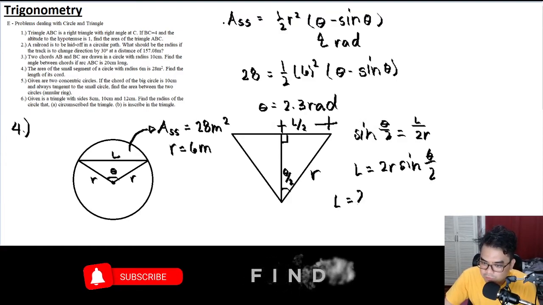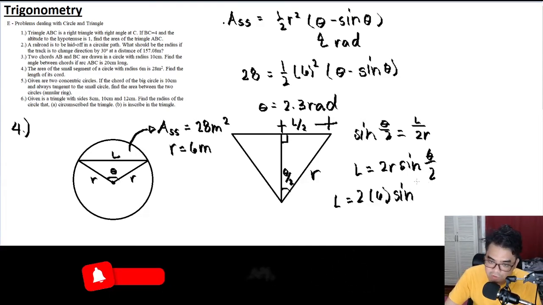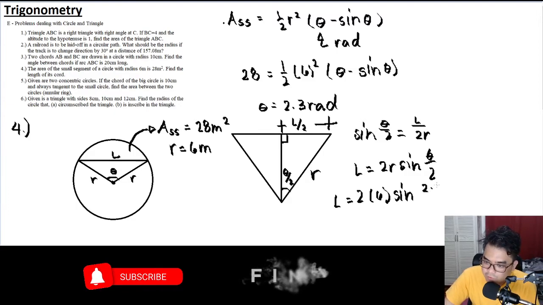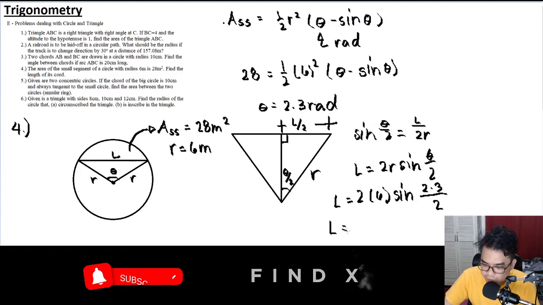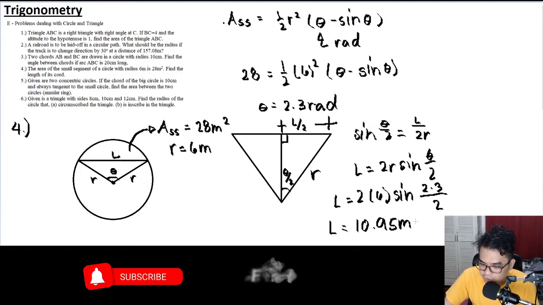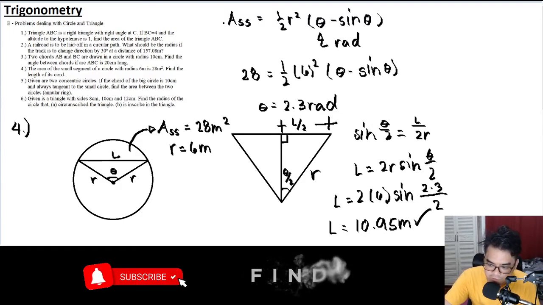So L is equal to 2, R is 6, and then sine of theta over 2. Don't forget that your calculator has to be in radian mode. So 2 over 3, 2π over 3, over 2. So you should be getting L equal to 10.95 meters. And that will be our answer.